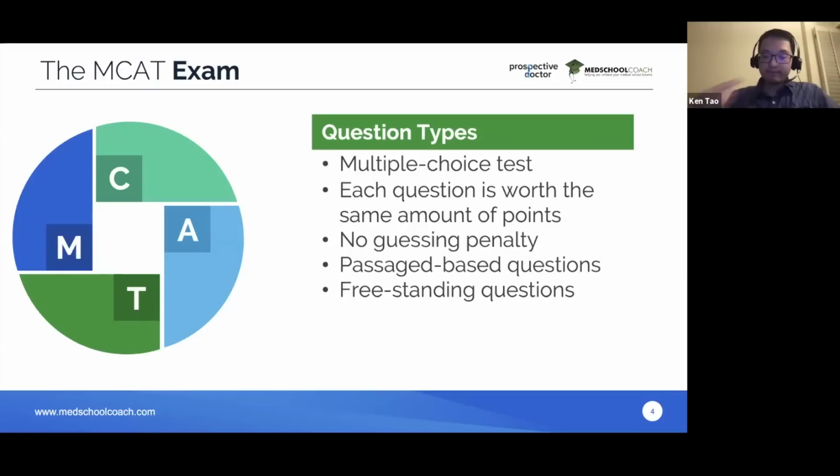On the MCAT, you do have some freestanding questions in that format. However, the passage-based questions will be associated with passages. These passages will introduce new information and new situations that you've never learned about before. And in order to answer the questions, you have to apply your knowledge of science to the passage information to figure it out. So you can really think of the MCAT as an applications test. And that's something that a lot of students find very difficult.